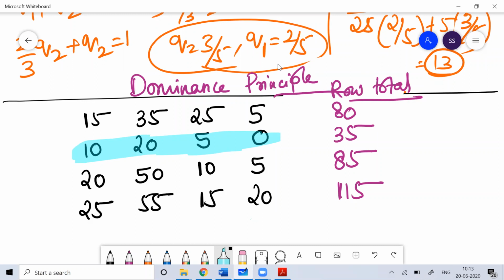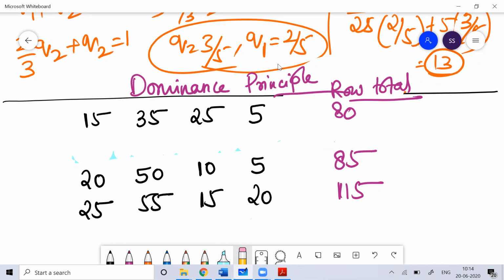By getting the row total, I can understand which row is weaker. Now compare row 1 and row 2. 15 is bigger than 10, 35 is bigger than 20, 25 is bigger than 5, and 5 is bigger than 0. So all the elements of row 2 are dominated by all the elements of row 1, which means row 2 will be deleted. So I deleted row 2.